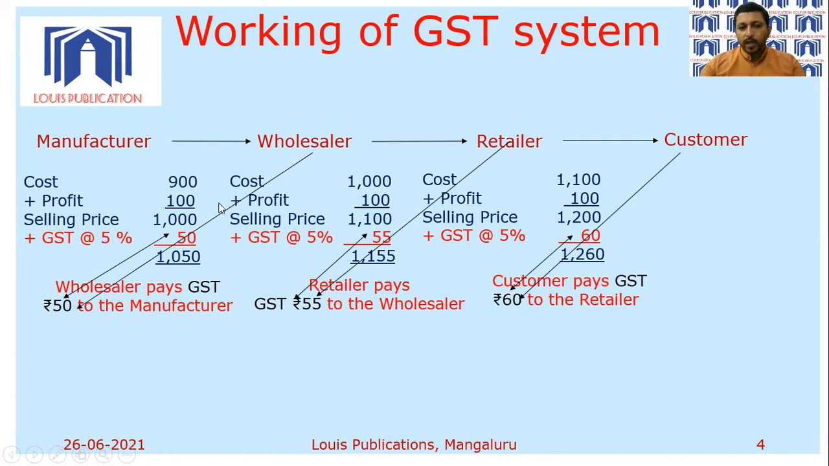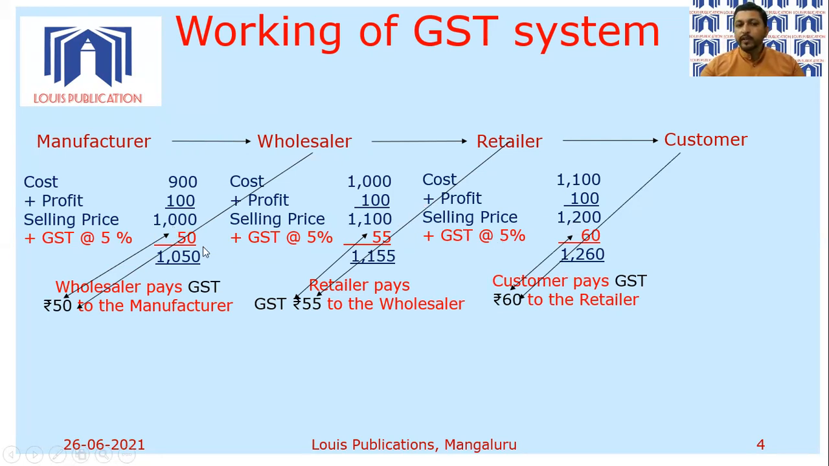So in all examples, I have assumed that the manufacturer's profit amount is 100. So also is the wholesaler, so also is the retailer. Now, important point, if we check, we are calculating GST on the selling price. Again, over here, we are calculating GST on the selling price. So from 1,000 here, 1,000 here. We are calculating GST on the selling price, that is 1,200 rupees.